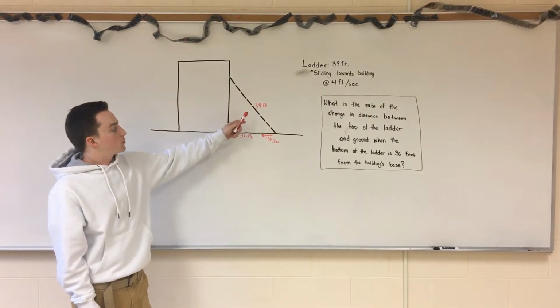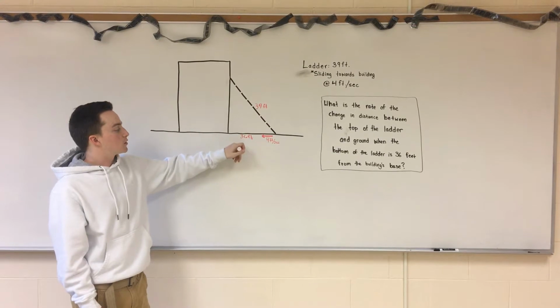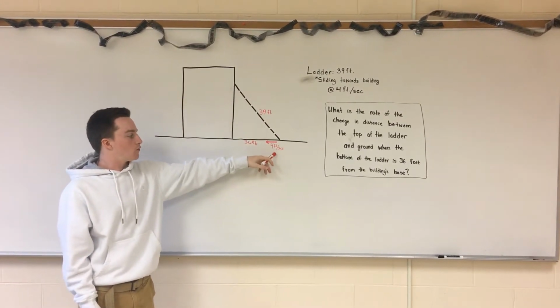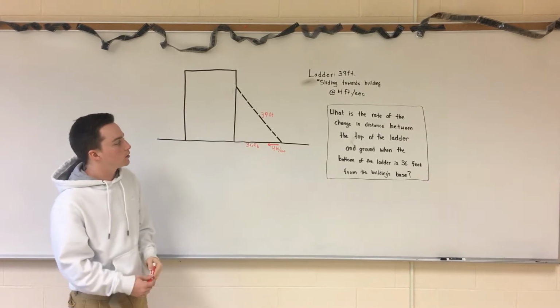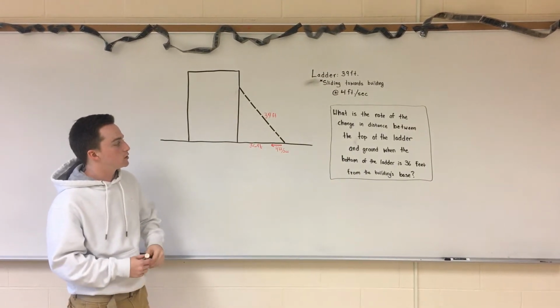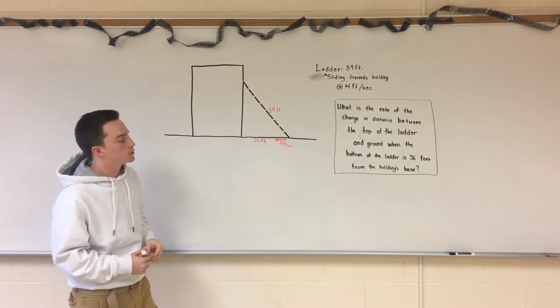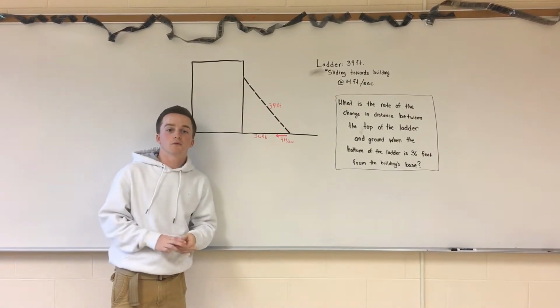We have a 39-foot ladder that is 36 feet away from the base, and it is getting pushed in at 4 feet per second. And we're trying to find the rate of the change in the distance between the top of the ladder and the ground when the bottom of the ladder is 36 feet away from the building.